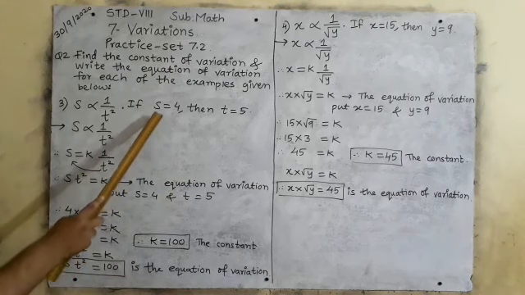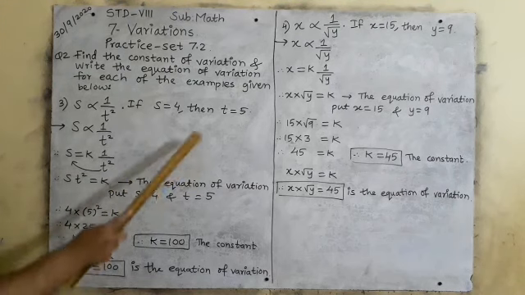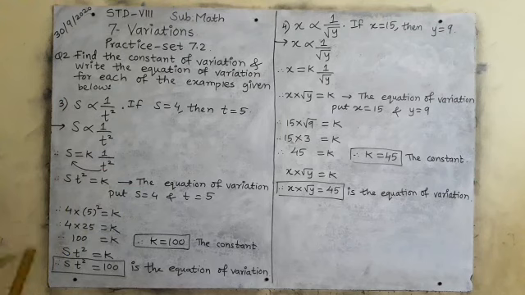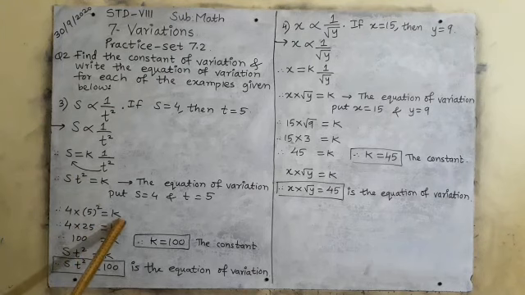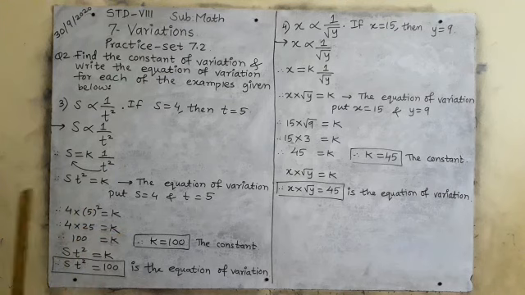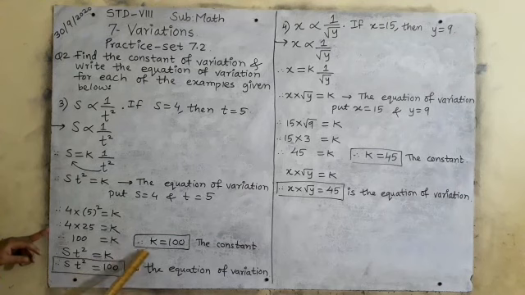Now we will substitute S is equal to 4 and T is equal to 5 in this equation. So S is 4 multiplied by T square, T value is 5 and its square, is equal to K. 4 as it is, 5 square is 25, is equal to K. Now 4 twenty-fives are 100, is equal to K. Therefore K is equal to 100, the constant.